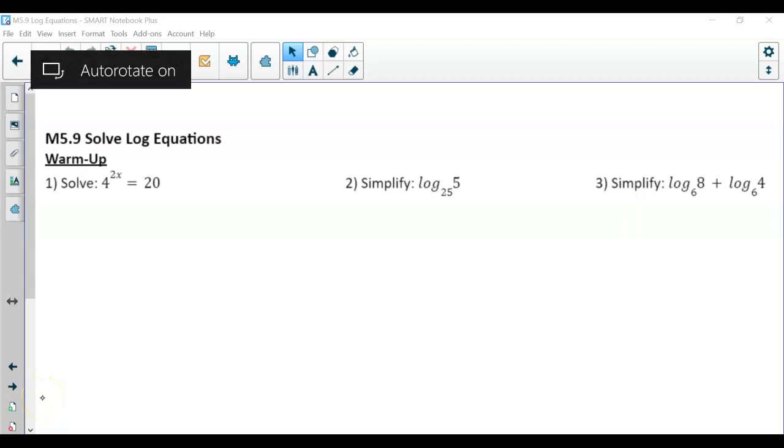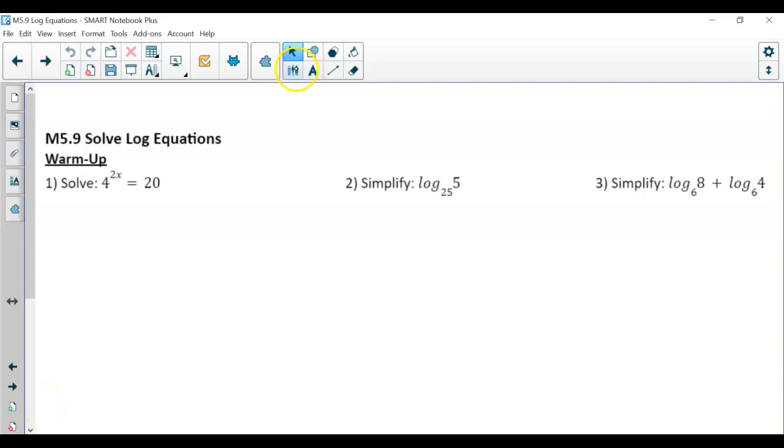In this lesson, we're going over how to solve log equations, so the inverse of the exponential. And we had these three problems set up as a warm-up. So if you could, go ahead and pause the video and try these three on your own, and make sure that you're good to go with this equation and properties of our logs here.